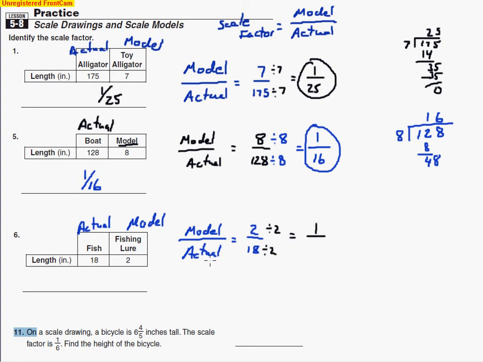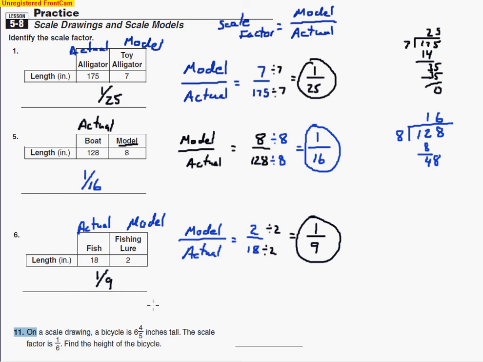And we want to make the actual, whatever it is, when we divide by the model. And this makes 9 in this case. So there's our answer, 1/9. Well, here's where we're going to use that scale factor to actually solve a problem. So you get 3 chances to do that.